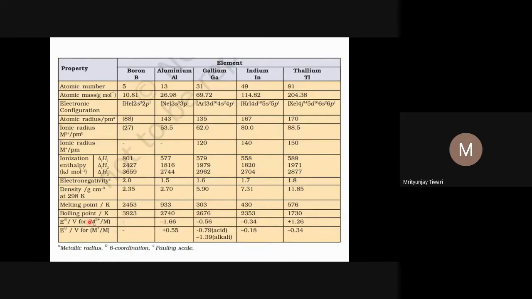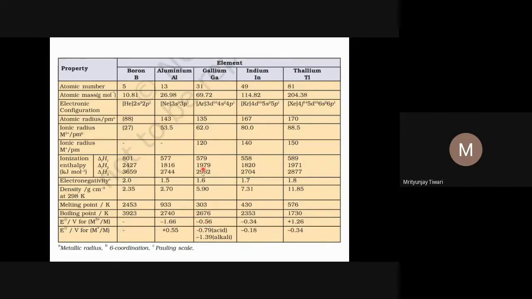And if you look at the standard reduction potential for M 3 plus to M, we see a negative value for aluminium. What does it mean? It means that the reduction of aluminium 3 plus in the aqueous solution is not that facile, it is not spontaneous on its own, because this value is negative, and we know delta G is equal to minus nFE naught. The sign is already there in the formula, and if you put E naught as negative, it will become positive. Delta G will become positive. It means that formation of M, aluminium 3 plus to M, is not feasible thermodynamically. It's not a spontaneous reaction.